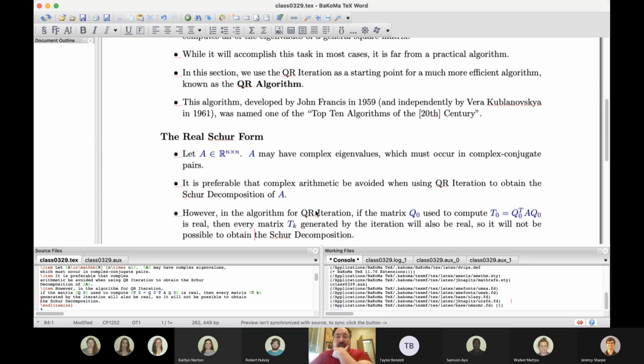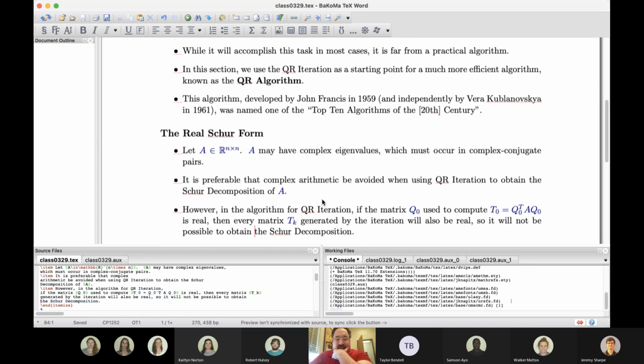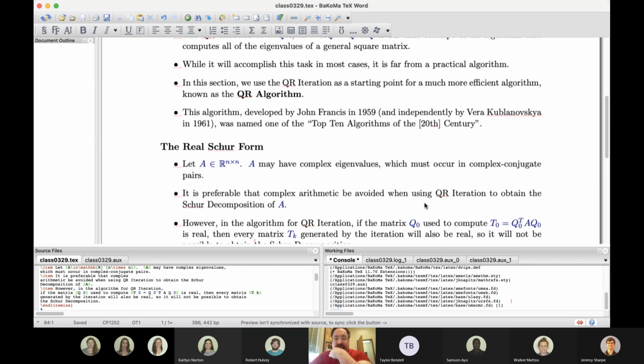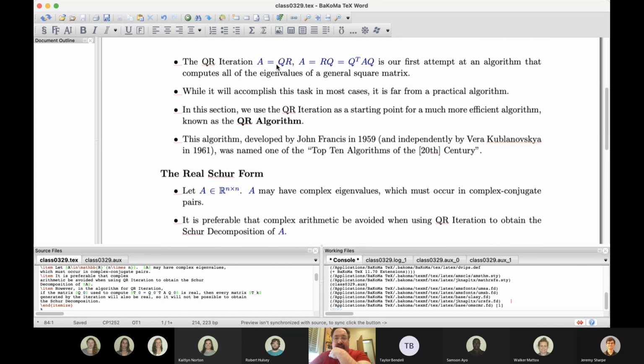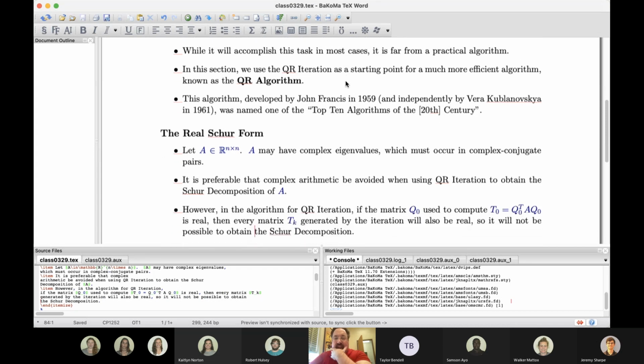So if we do QR iteration, if A is real, certainly the QR factorization will also be real. Then multiplying these two real matrices will also produce a real matrix. So if A has complex eigenvalues, the Schur decomposition will be complex. It will have complex entries along the diagonal of the upper triangular matrix T. So there's just no way to get a complex matrix from the operations that QR iteration would perform.